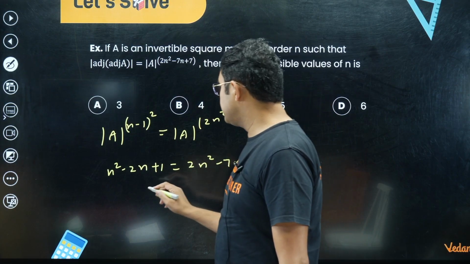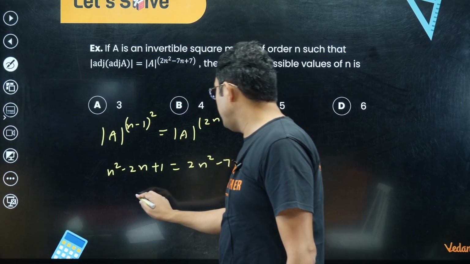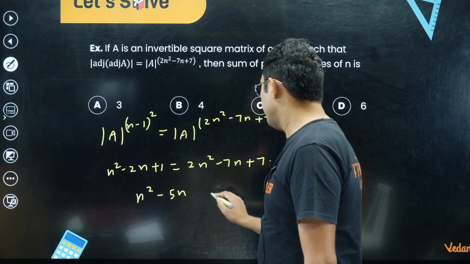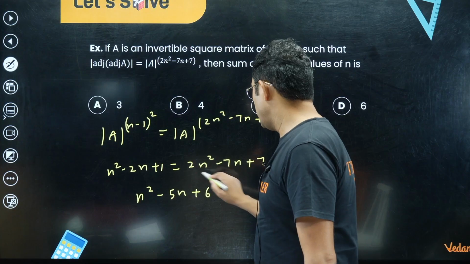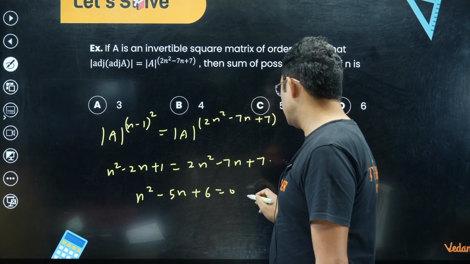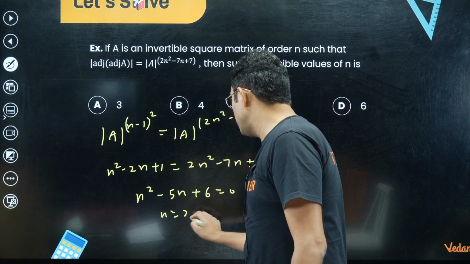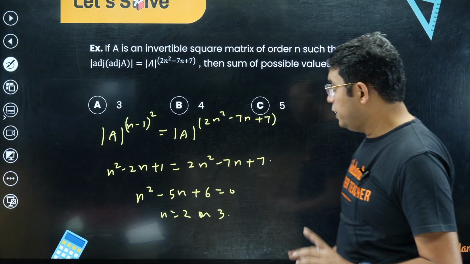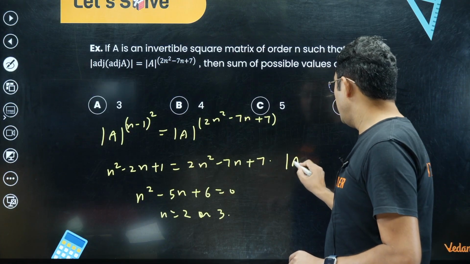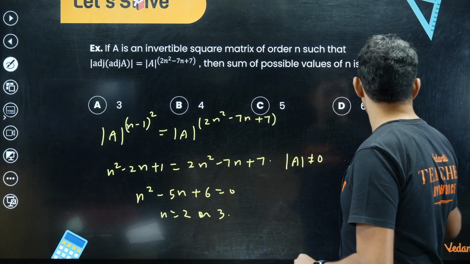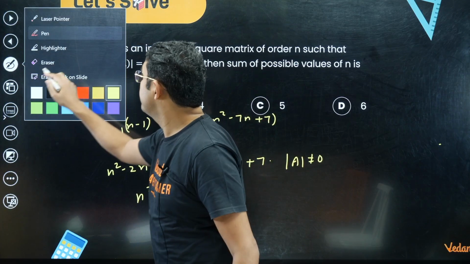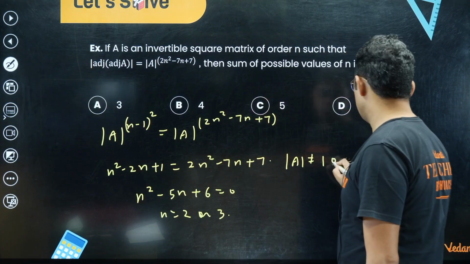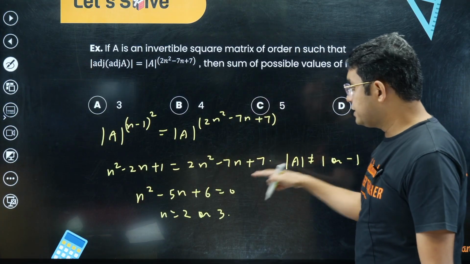Okay, in this case the value of this will be n square minus 5n plus 6 equal to 0. So n square minus 5n plus 6 equal to 0. This will give you n is equal to 2 or equal to 3. Okay, so there are two values in the case when determinant of A is not equal to 1 or minus 1. Actually for 1 and minus 1 there will be some other cases also. Okay, so sum will be 5.